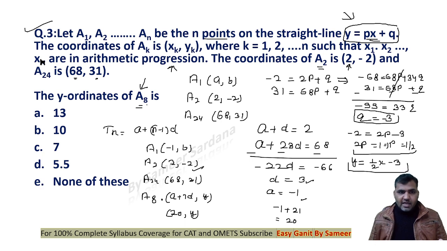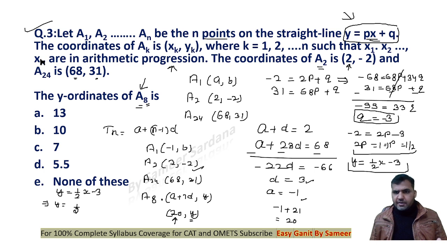Now we are supposed to find out the y ordinate of A8. I know that abscissa is 20. All I need is the value of y. So in the line y is equal to 1 by 2x minus 3, just put the value of x. Y is what we need to find out. X we know is 20. Right? This is half.